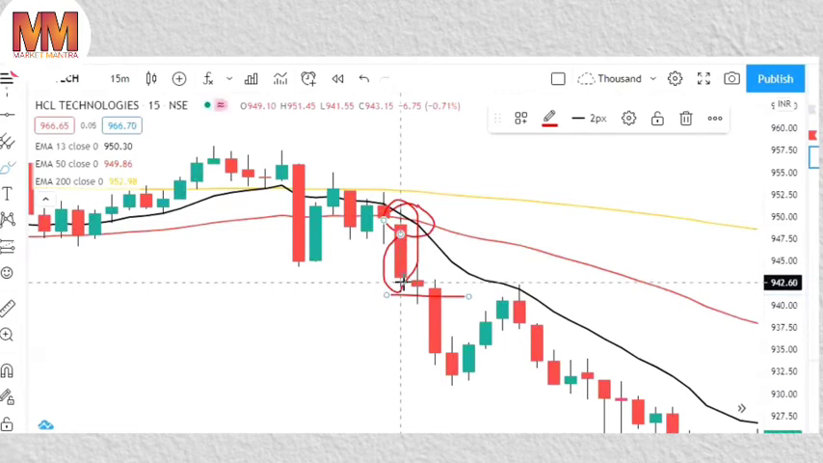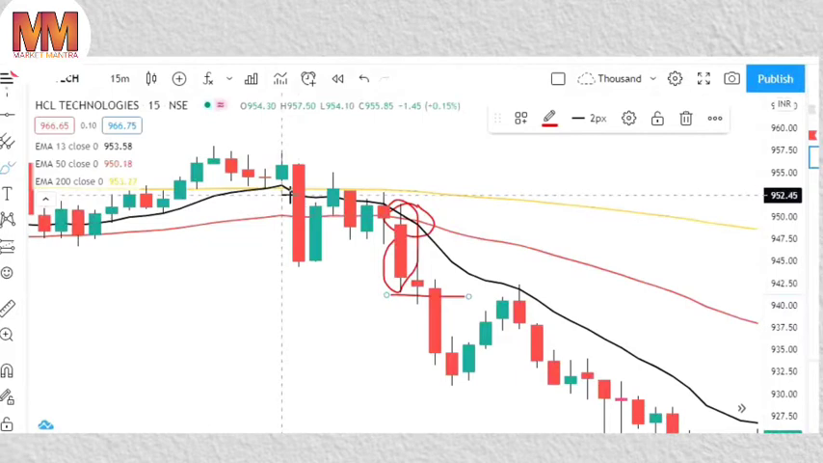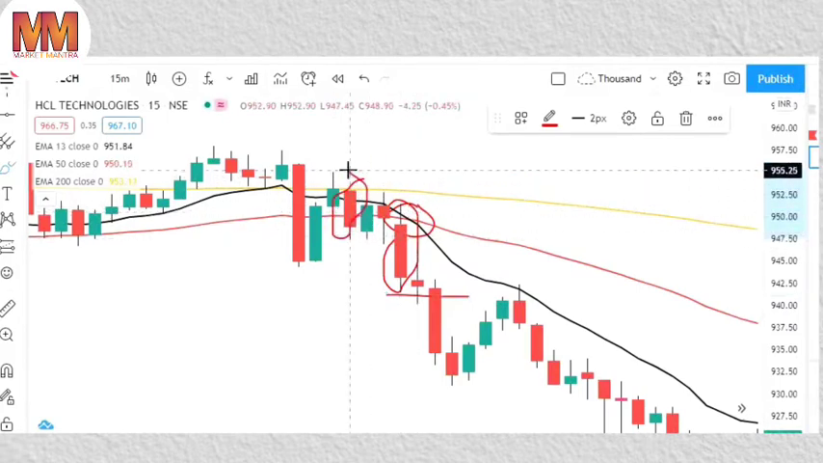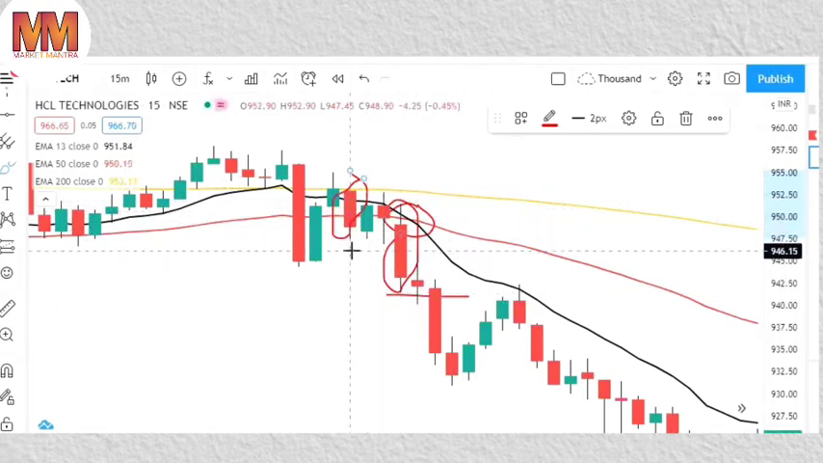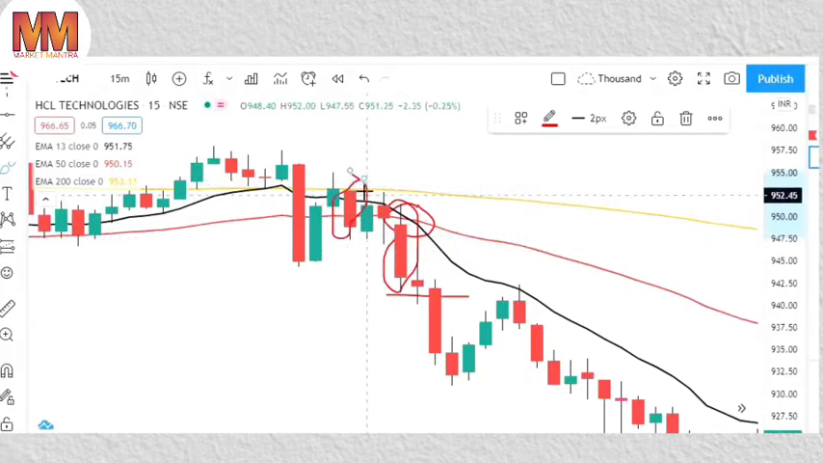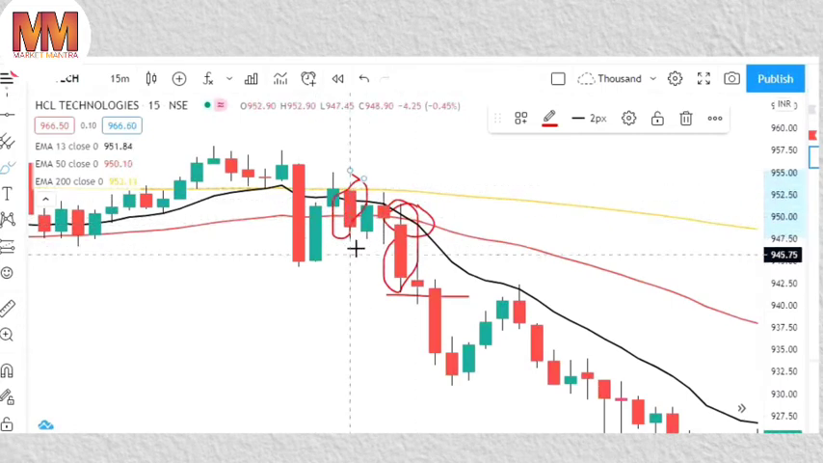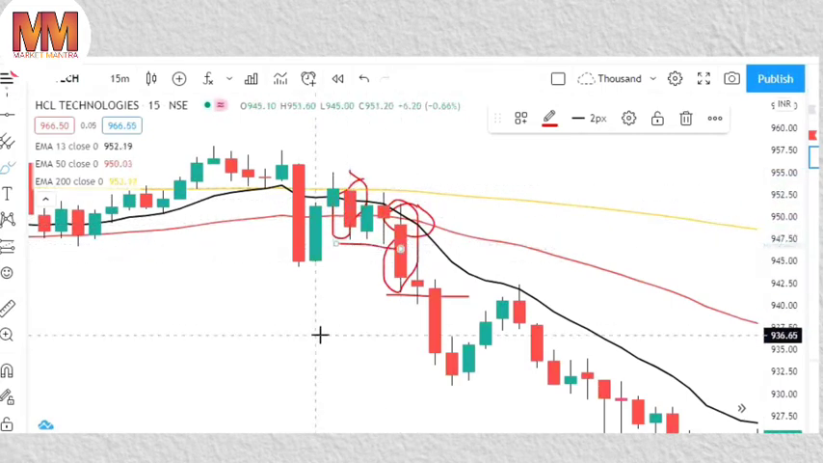That's why we just check when these two lines come closer, and at that point, if you find a candle which breaks both of these lines together, that candle will be the confirmation candle. There itself you will place the order. So in this case, this red candle broke both of these lines. So below this candle you will place the order to short.